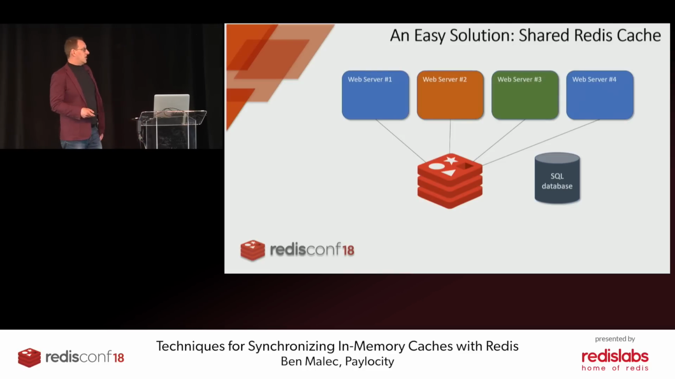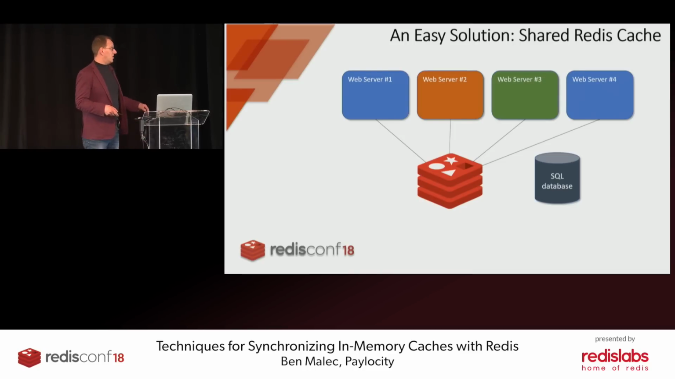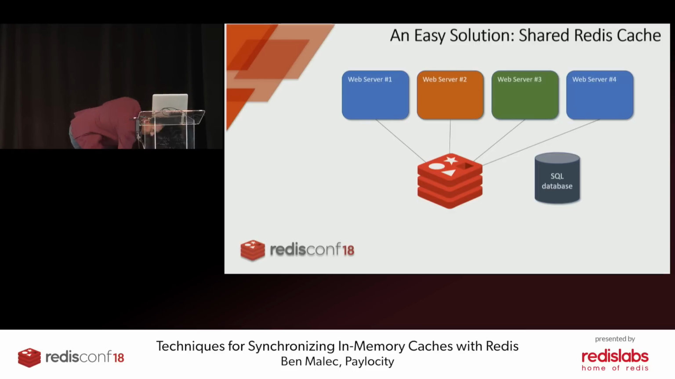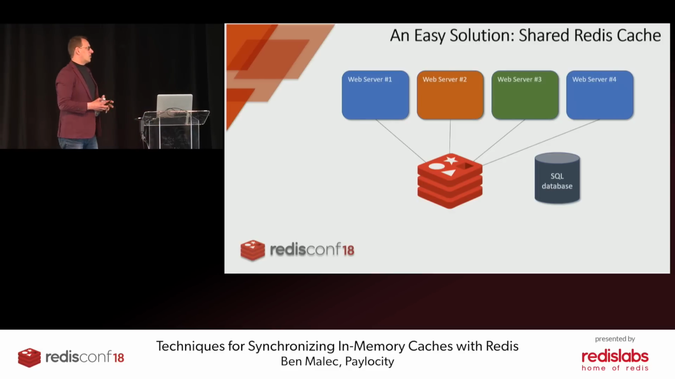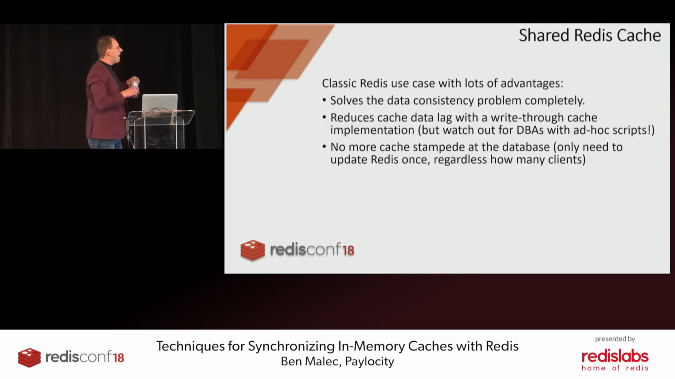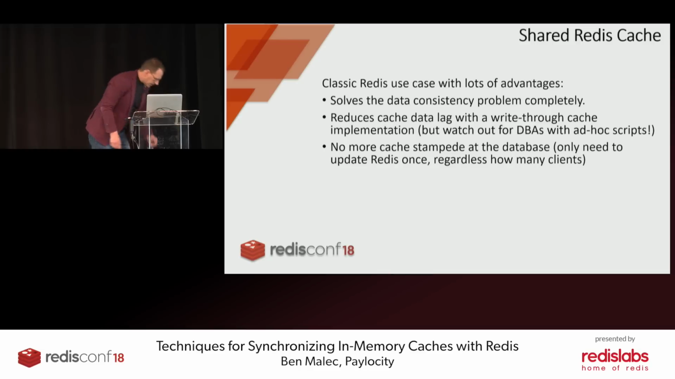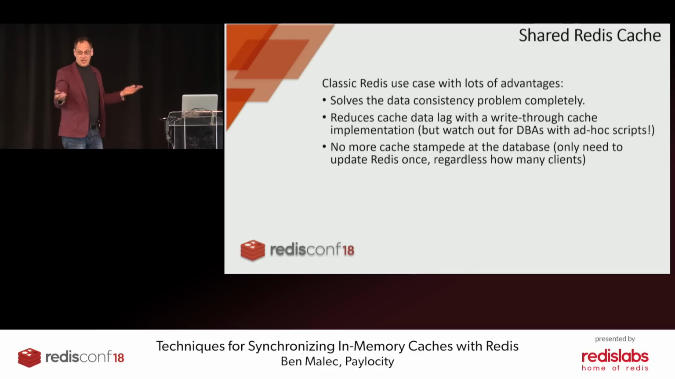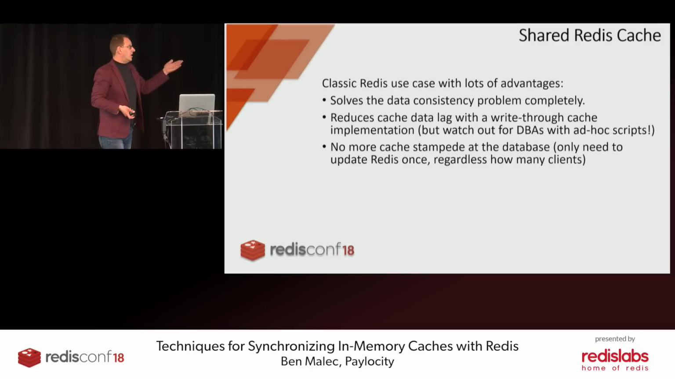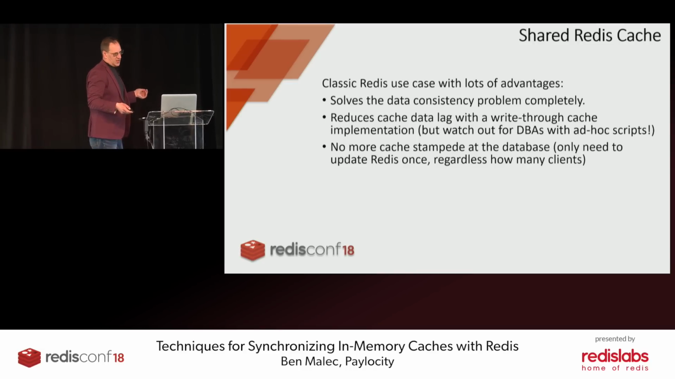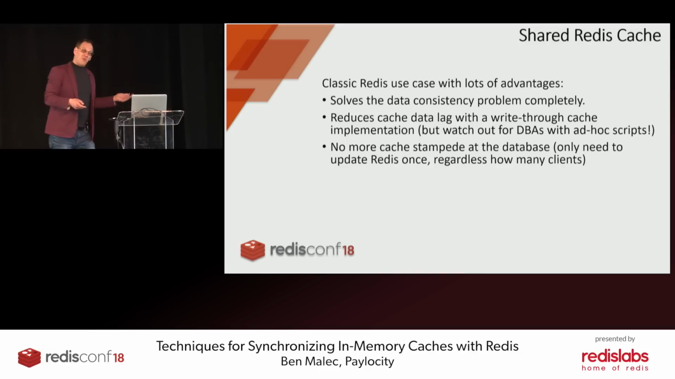So it's an easy solution to a lot of these problems. We can just toss the in-process caches out, and we can just replace them with Redis. And this is a real classic Redis use case, mainly because it works so well. We've solved the consistency problem across the servers because there's just one source of truth. So every time a web server needs to get data or a cache value, they'll just go to Redis. Everyone's looking at the same values. Can help a lot with the data lag.